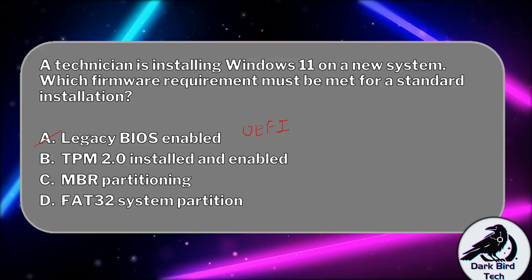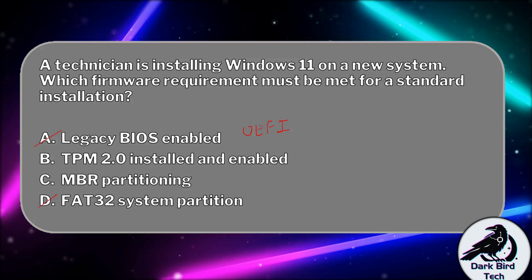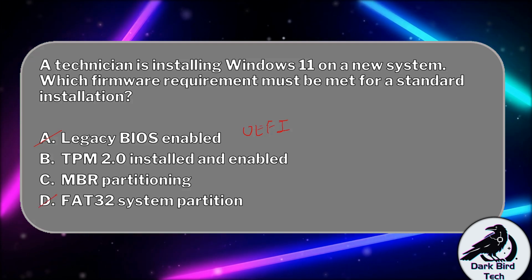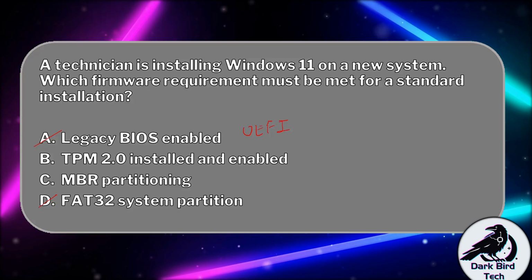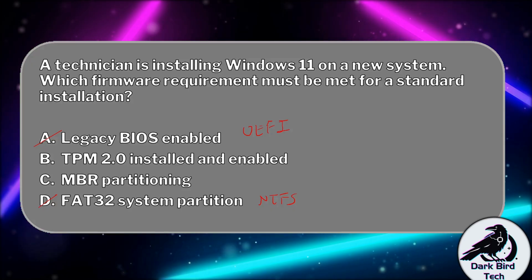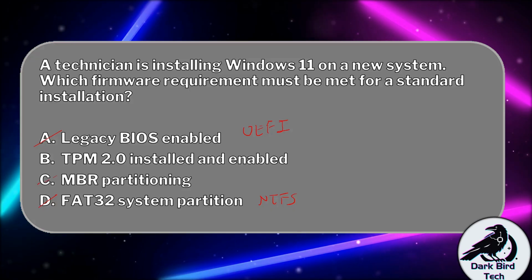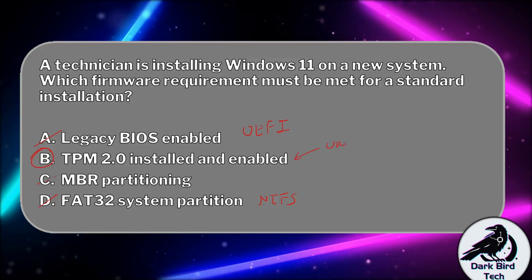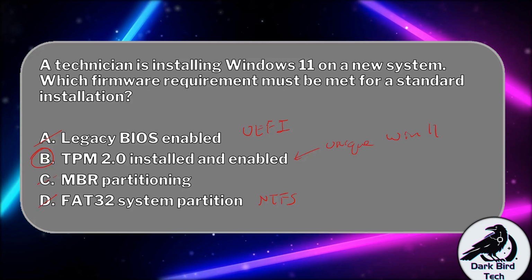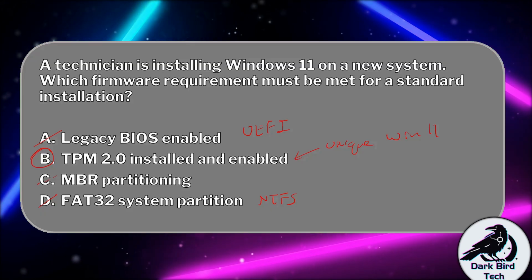Then the FAT32 file system. Although it is supported, you're probably not going to use that as the file system for what becomes your C drive. More than likely, you're going to be rocking NTFS. MBR partitioning versus GPT partitioning, it won't make much difference. It's the TPM 2.0 requirement. This is one of the unique things that Windows 11 needs out of your computer to be a normal installation.